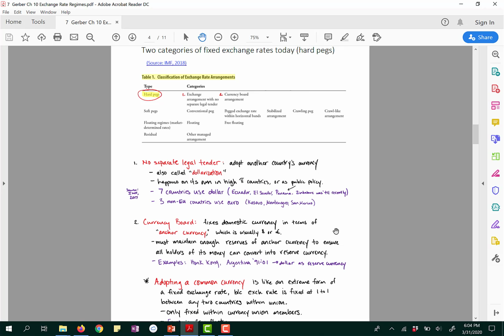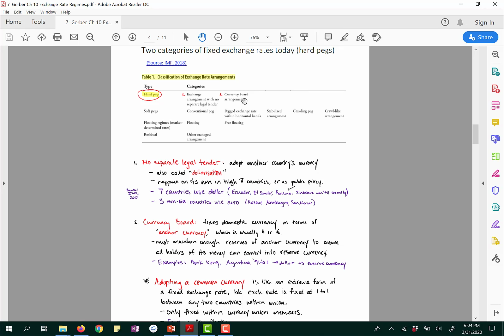This is called dollarization, even though it doesn't always mean that the country uses the dollar. Some countries use the euro. So there are 3 countries not in the EU that have adopted the dollar. It happens on its own in high inflation countries. So if you've followed any of the news about Venezuela or Zimbabwe, dollars are often used there, although they're not always the official policy.